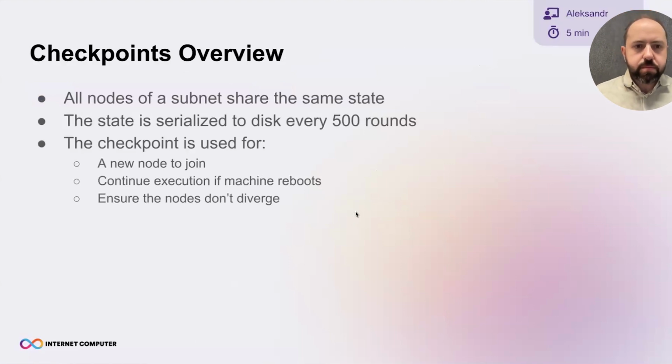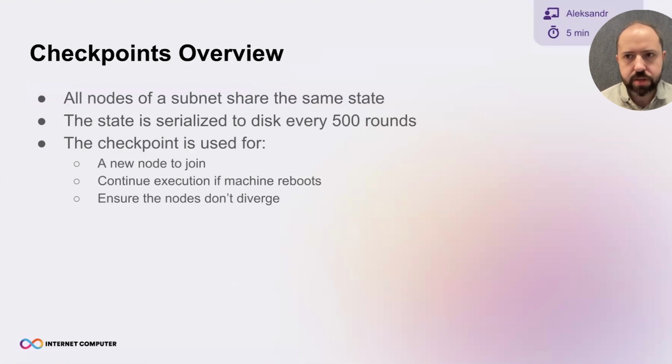So as you know, the Internet Computer consists of subnets, and all the nodes of each subnet have exactly the same state bitwise, and we serialize the state to disk every 500 rounds. We do it for a number of reasons. One of the reasons is if a new node wants to join, it has to fetch this state from other machines, put it on disk, deserialize, and start execution.